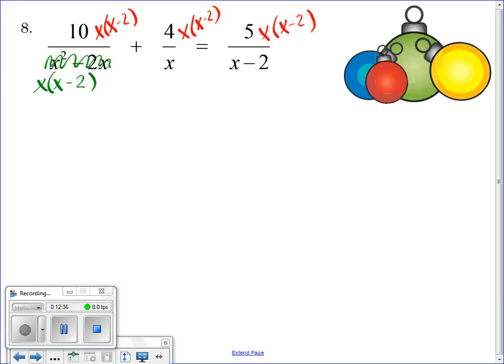Cancel out my fractions. So on this one, all of it cancels, and all I have is 10. On this one, I can cancel the x.